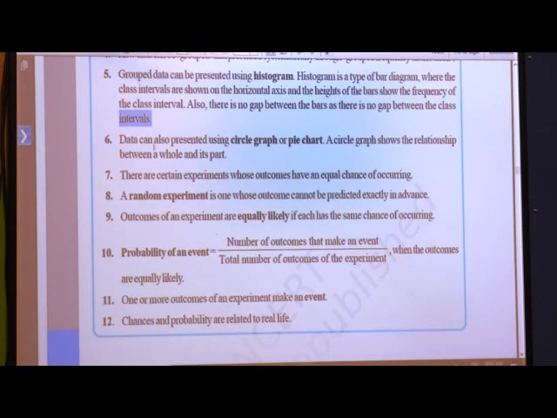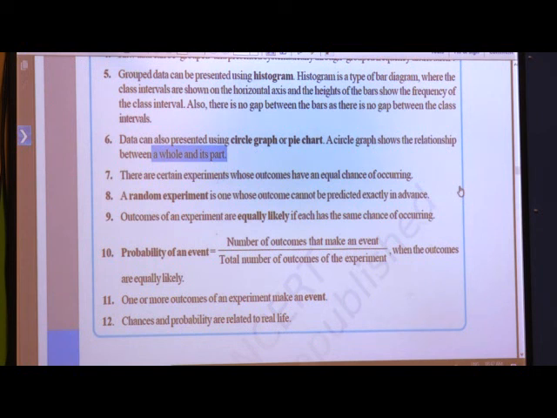Data can be presented using a circle graph or pie chart. The data can be represented not only in the bar form, but also in a circular form, which is known as a circle graph or pie chart. A circle graph shows the relationship between a whole and its parts. What is a circle graph? It shows the relationship between a whole and its parts.